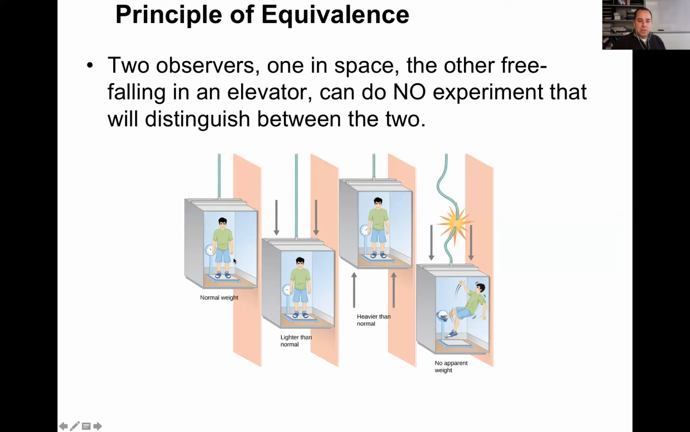Remember, when the elevator isn't moving or when it's moving upward or downward at constant rate, dude has his normal weight measured on the scale. If that elevator accelerates downwards, he will seem lighter than normal. If that elevator accelerates upwards, he will be heavier than normal, meaning the scale will actually read a higher number as it accelerates upwards. Not just moving up or down, but accelerating up or down. That's important. That's what these arrows mean.